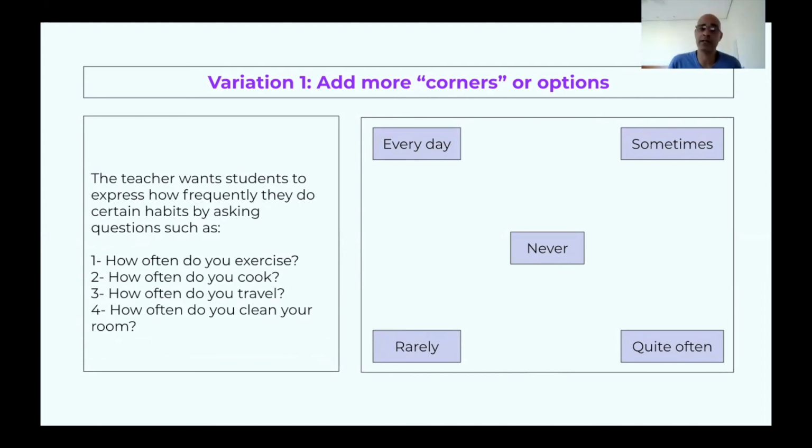You can add another corner. You can add not a corner, but another answer. So I put the word corners in quotes because it's not a corner anymore. But you can add another answer or option, like never, if that's necessary for the activity to work well. So you'll be asking the same questions: how often do you cook or exercise or travel? And then the answer. Actually, the answer that I added here was rarely, I think. Or maybe never really, but anyways, I added one.